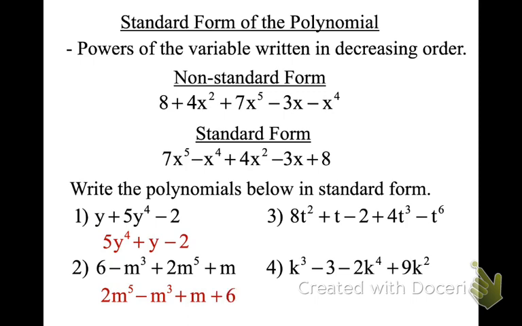Good. Number 3. Let's go with Emerson. Negative t to the 6th plus 4t to the 3rd plus 8t to the 2nd plus t minus 2. Excellent. Next one, let's go with Ethan. Negative 2k to the 4th plus k cubed plus 9k squared minus 3. Perfect. Okay, so it is expected when you give me an answer that you put it in standard form.